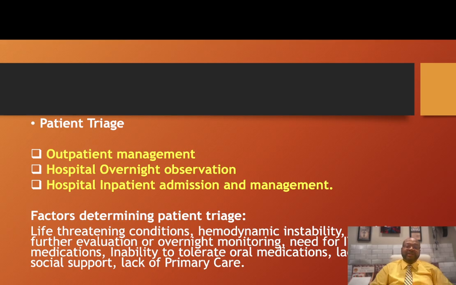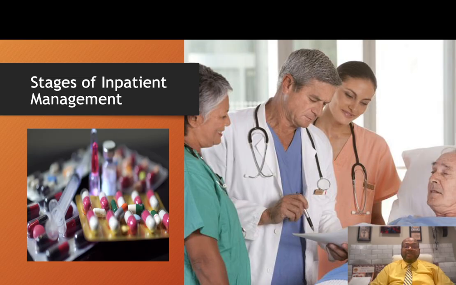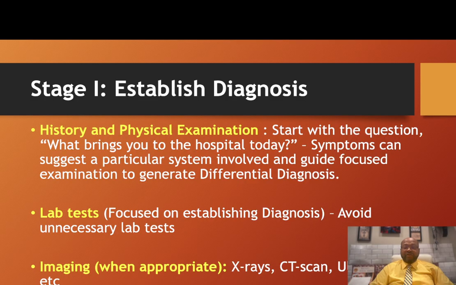So, what are the stages of inpatient management where we come in? What do we do really when a patient is being admitted or we've been called by the ER to admit a patient? So, stage one, the first thing we want to do is establish a diagnosis. Now, even though the ER attempts to establish a diagnosis, we still do our own evaluation just to make sure that we are in agreement with the ER provider diagnosis.